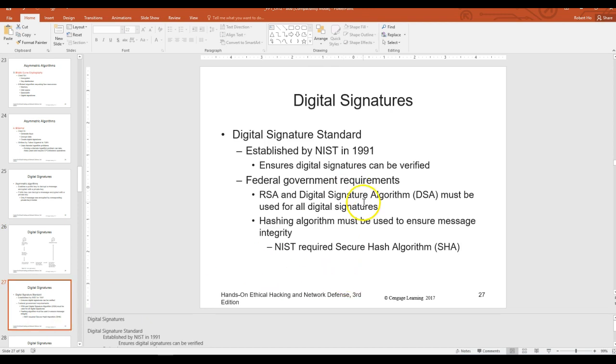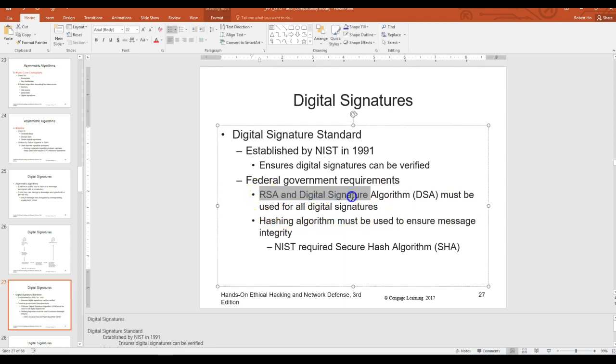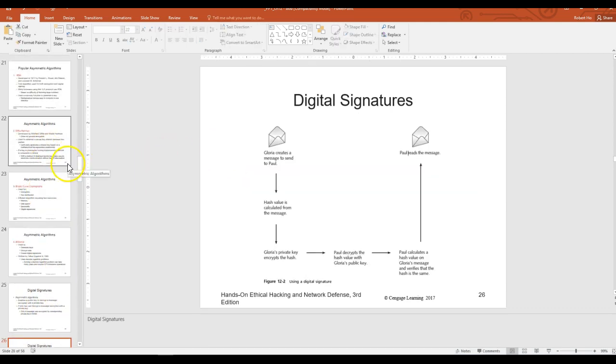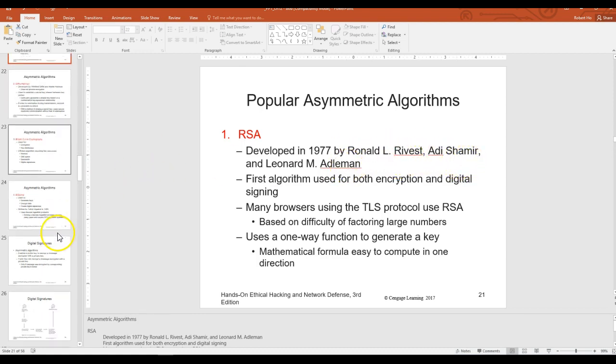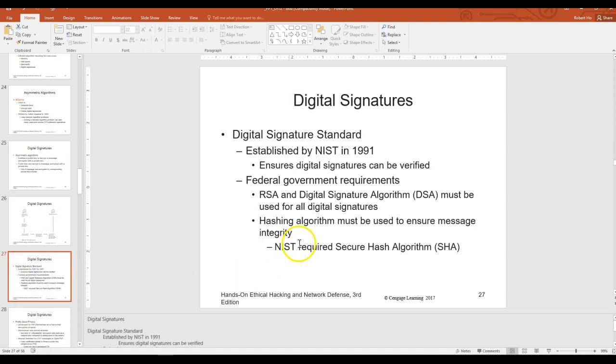The Digital Signature Standard was established in 1991. It ensures that a digital signature can be verified. The federal government requires that RSA and DSA be used for all digital signatures. So we use RSA, Rivest, Shamir, and Adleman. I have to check that. Let me see, RSA here: Rivest, Shamir, and Adleman.